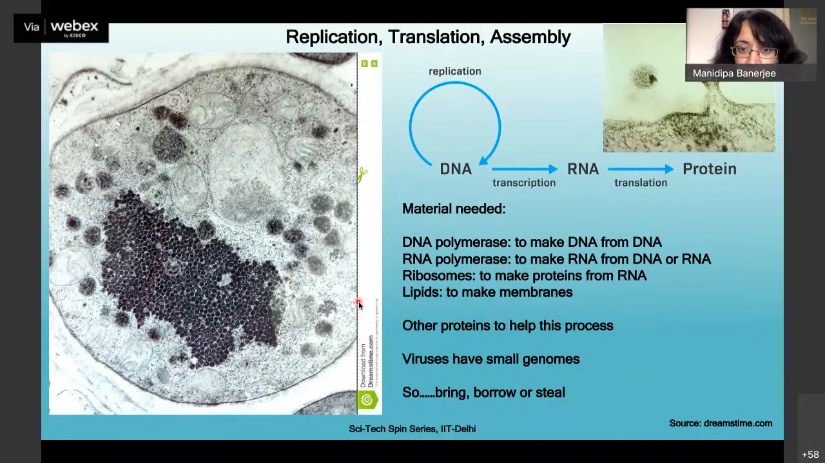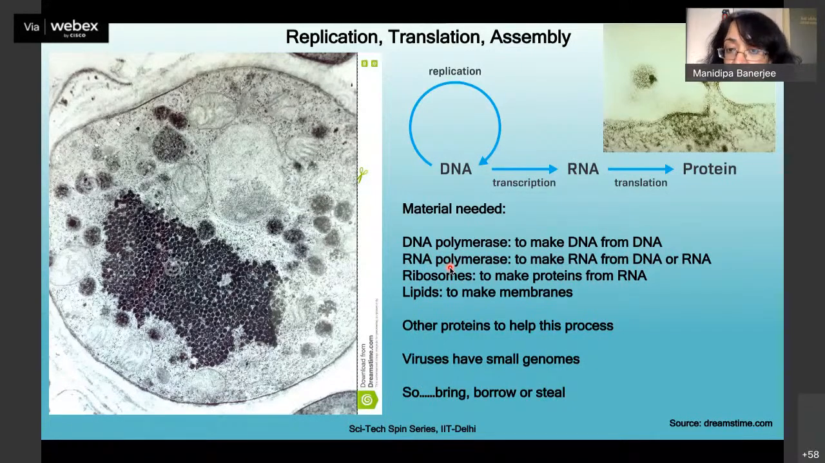So we have something called a DNA polymerase, which makes DNA from DNA, RNA polymerase, which makes RNA from either DNA or RNA, ribosomes, which are these protein-making factories, lipids, which make membranes. We have these things. But viruses do not carry too many genes, okay? So they can't make that many proteins. So what would they do? Let's say they require a DNA polymerase to make DNA from DNA, right? But they haven't carried the gene for it. So they will just steal it from us.